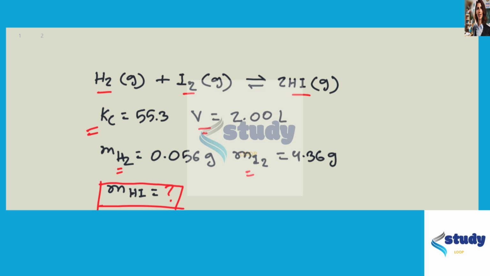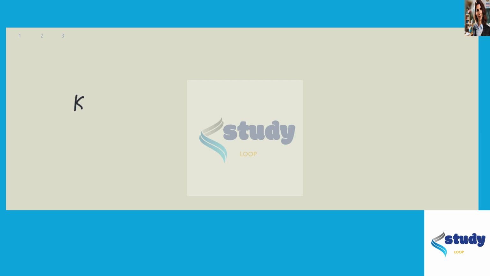So how we can do this is, first you have to set up the expression for the equilibrium constant Kc. If we set that up, we will see that the expression of Kc is equal to, for this reaction, the product concentration over the reactant concentration. So it will be the concentration of HI, squared since the coefficient of HI is 2, and then we'll have to put this over the reactant concentrations H2 and I2.